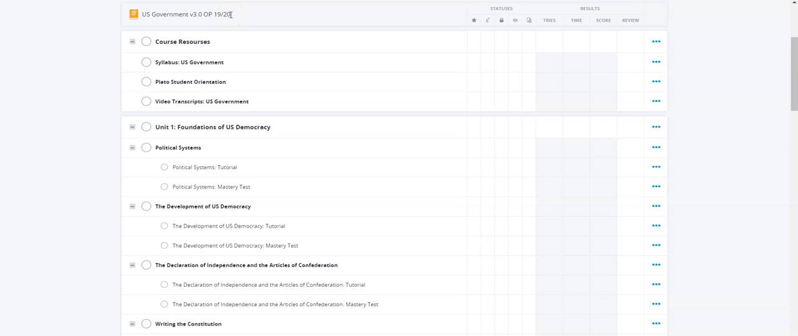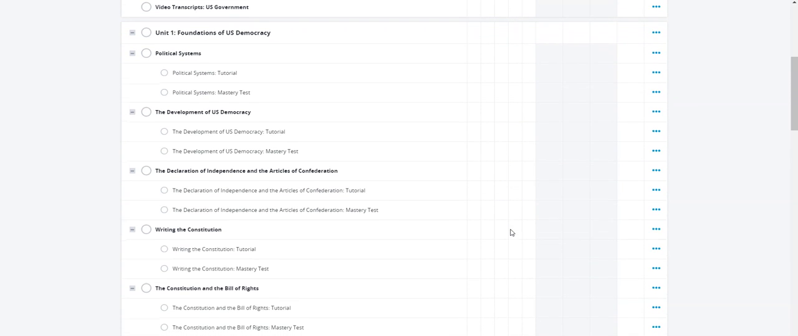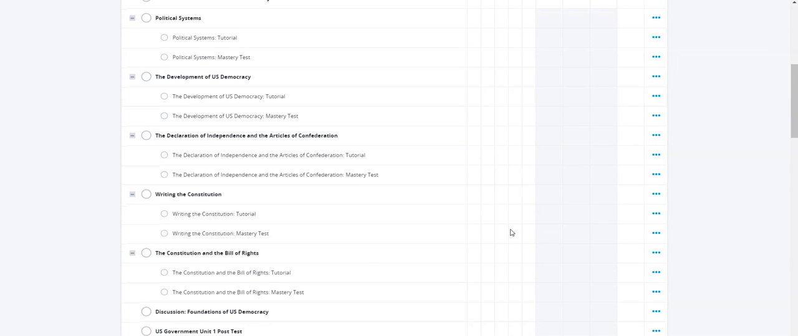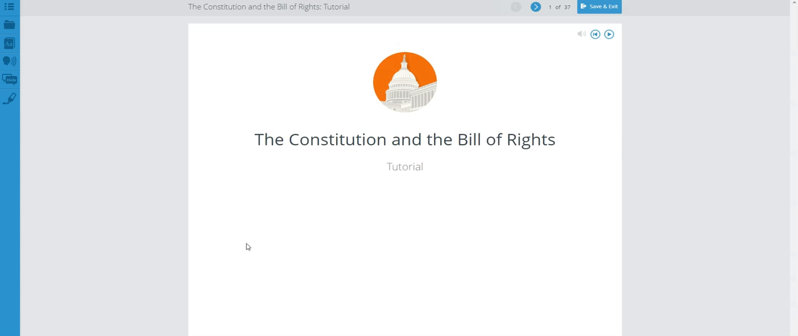Today we're going to focus on U.S. government, and we're looking at Unit 1, Foundations of U.S. Democracy. And we're actually working on the last tutorial for this unit, which is the Constitution and the Bill of Rights tutorial. Please make sure, like I've always mentioned to you before, that you are able to take notes, and this way you can better answer all of the questions that you will encounter throughout the tutorial.